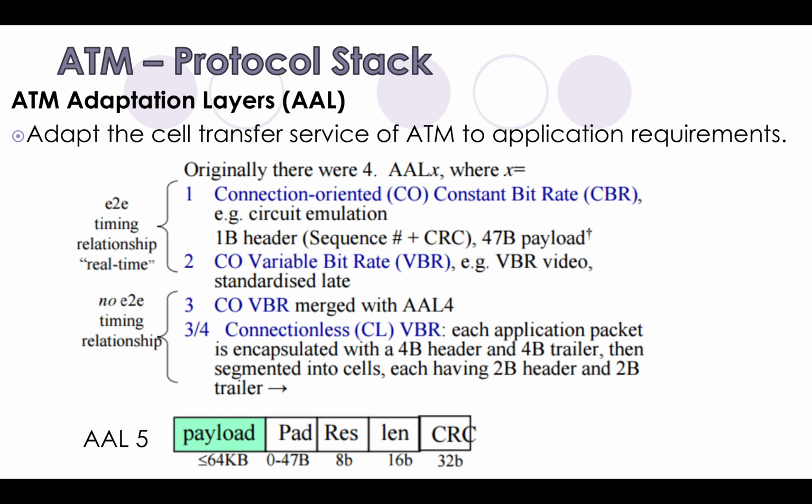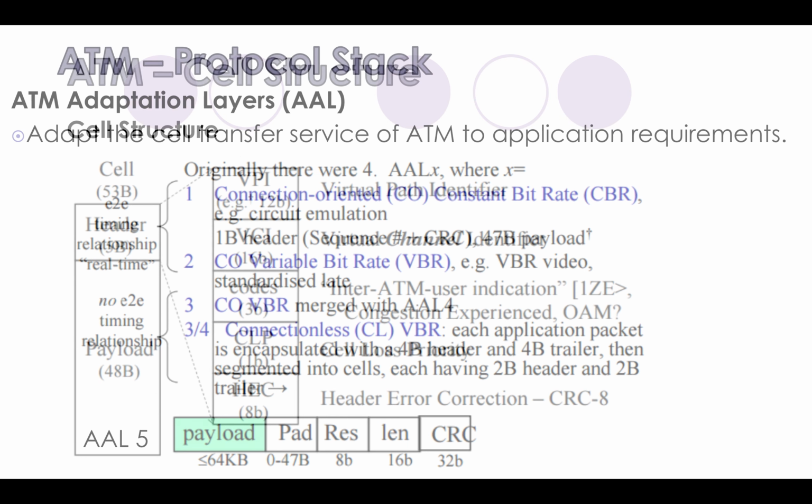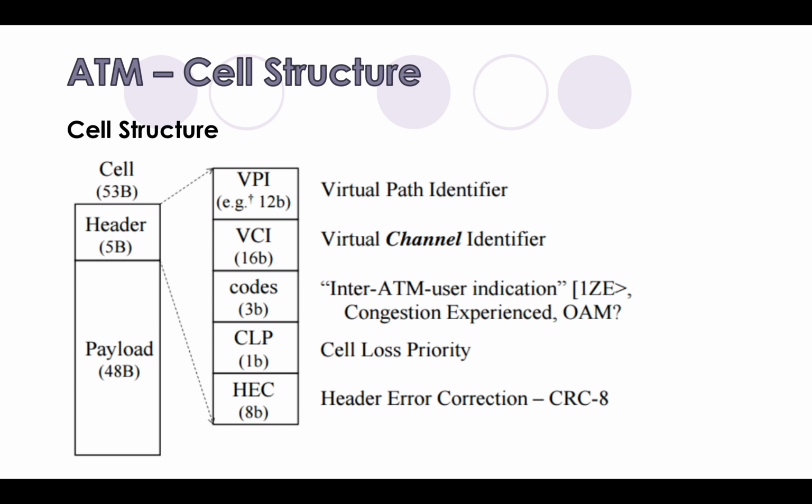As for the ATM adaptation layer, originally there were four AALs: connection-oriented constant bit rate, connection-oriented variable bit rate, and connectionless VBR, with AAL3 merged with AAL4 and AAL3 covering connection as VBR. And the point of AAL5 is no cell encapsulation, and the packet-level CRC can detect errors with high probability. Then the ATM cell structure is on the slides.